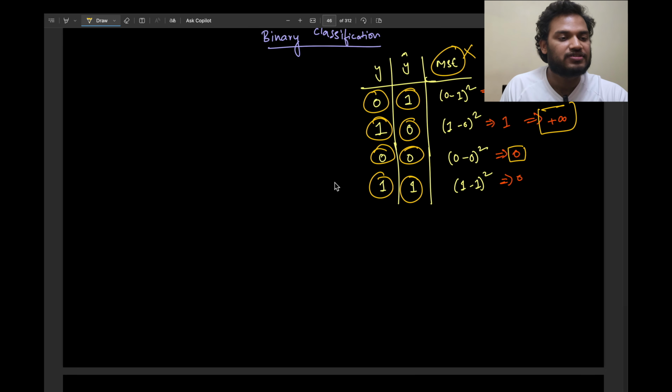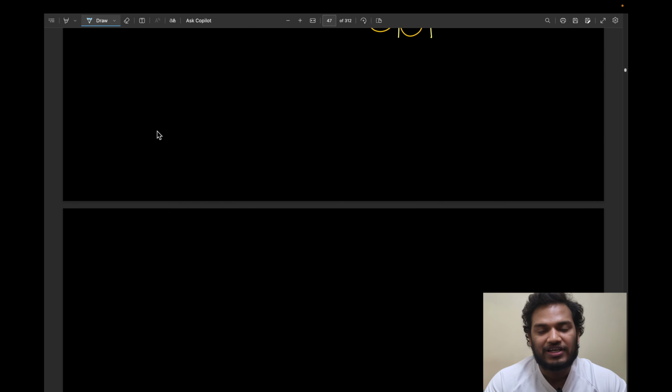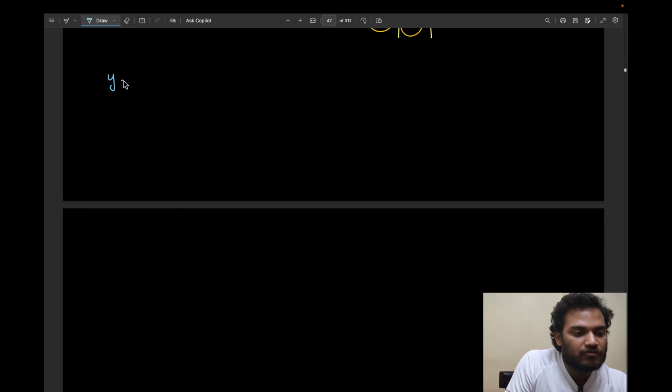And now let's discuss the loss function that we'll be using. So let's divide the loss function into two parts. So the first part is when y equal to 1.